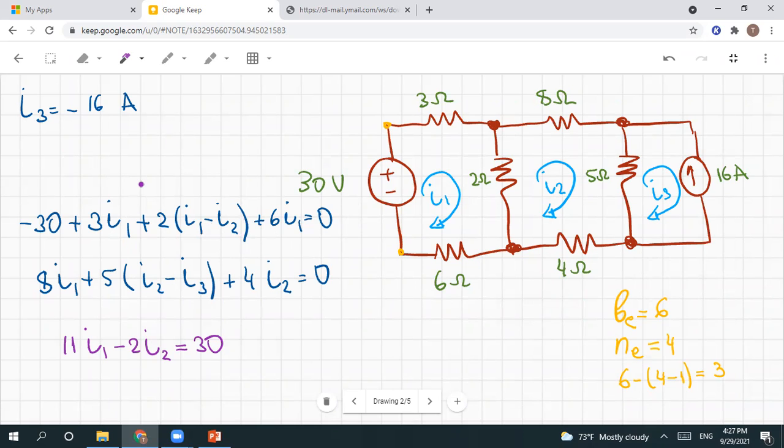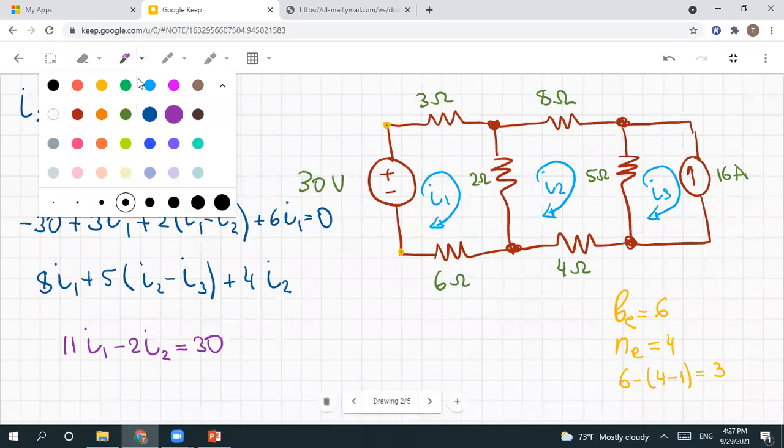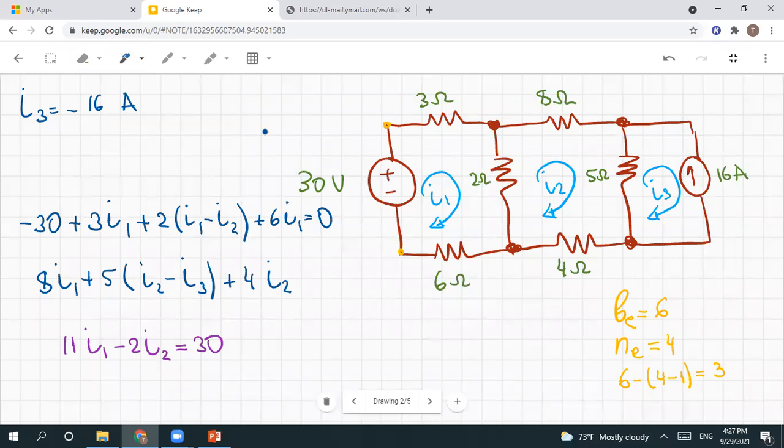Excuse me. Now, go ahead, please. I think we forgot for the second equation the 2 ohm resistor: 2 times I2 minus I1. Oh, yes, sure. We forgot it. So let me write it here. Thank you so much. So we need to write plus 2 times what?